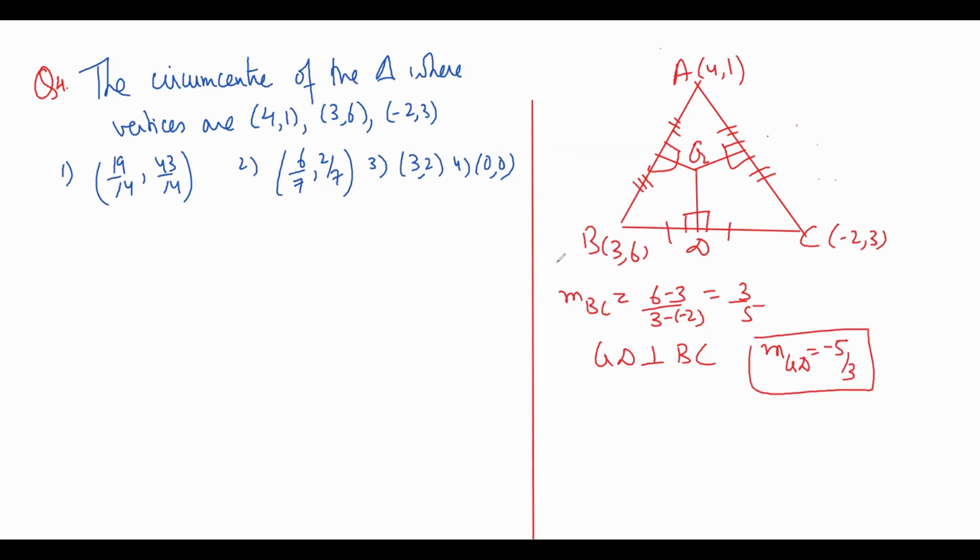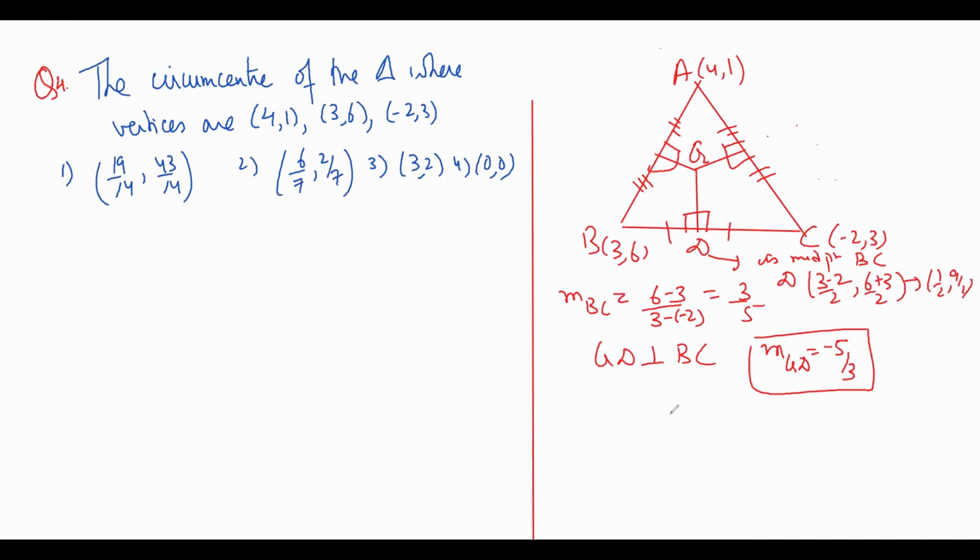Now let's check which option will give the desired answer. But one more thing, we cannot check the slope of AG because this line is not coming from the opposite vertex. So we just find D. And what is D? D is the midpoint of BC. According to the midpoint formula, the coordinates of D are x1 plus x2 upon 2, y1 plus y2 upon 2, that is 1 by 2, comma 9 by 2.